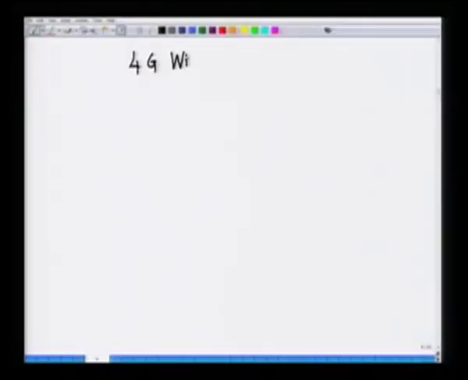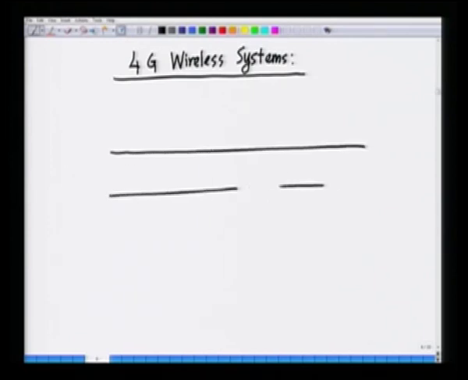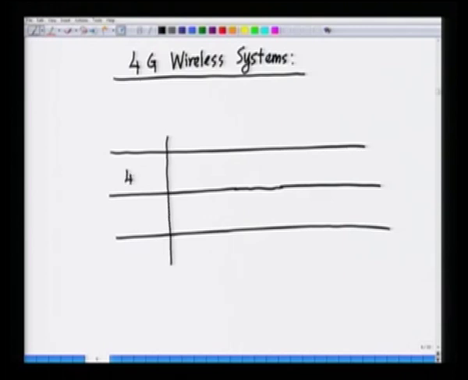4G wireless systems. 4G stands for 4th generation. Let me again make a table, and since many of them here are still in the development stage, this table here is not very big. There are essentially 2 dominant 4G wireless or 4th generation wireless communication standards.